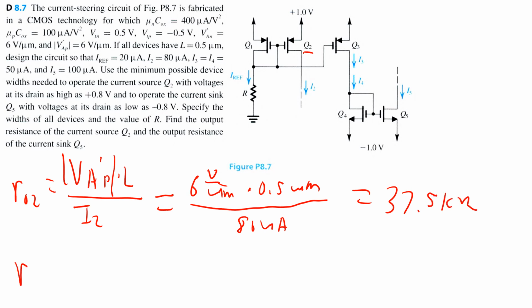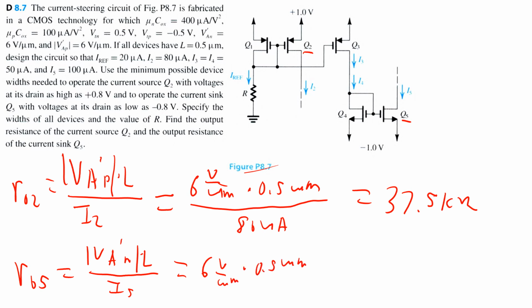And similarly for RO5, we just need to note that it is an NMOS now, and the current going through this transistor would be I5. So we're going to use VA prime for an NMOS, which does happen to be the same value in this problem, divided by I5. So it'll be 6 volts per micrometer times 0.5 micrometers. And this time I5 was 100 microamps. So we can expect this resistance to be a little bit less. And it is 30 kiloohms. And that completes this problem.